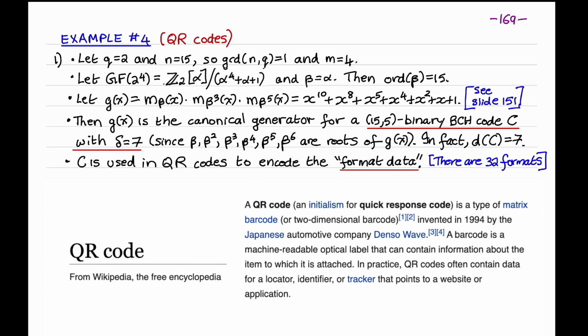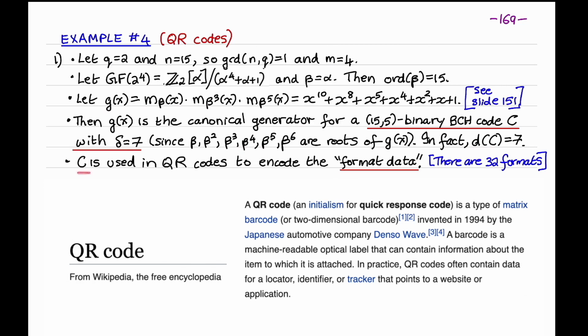So g of x has degree 10 and is the canonical generator for a binary BCH code C of length 15 and dimension 15 minus 10, which is 5. Among the roots of g of x are the 6 consecutive powers of beta, and so C has design distance 7, and therefore distance at least 7. Now g of x is itself a code word, and it has weight 7. So C has distance exactly 7, and is a 3-error correcting code.